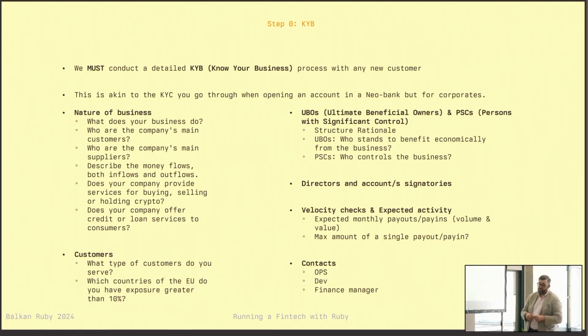Significant control means that there can be some people that have more than 10% of the company, and therefore they have a vote in the board, and they can decide which way a company should go. We have to know all of those details, and even ask them how are you going to use our services, so we can determine what a normal situation is and when it's actually not normal. So before we even sign the contract with the people we are going to be working with, we have to go through all this process.